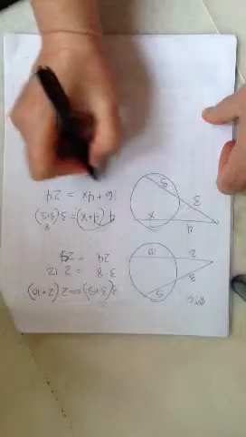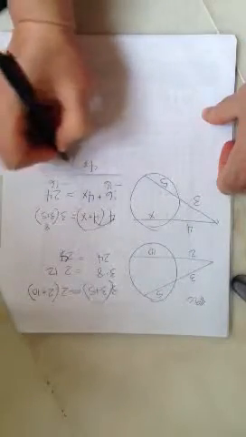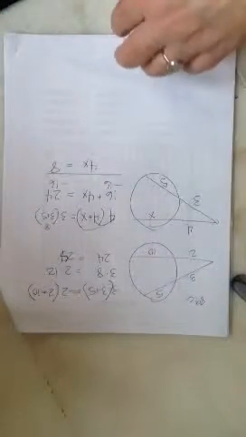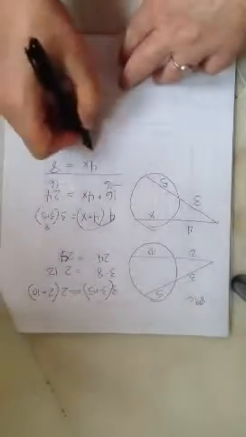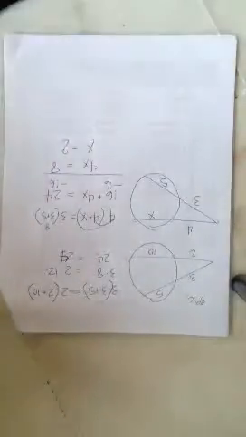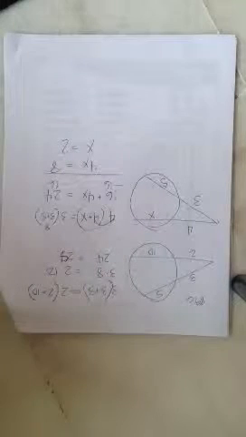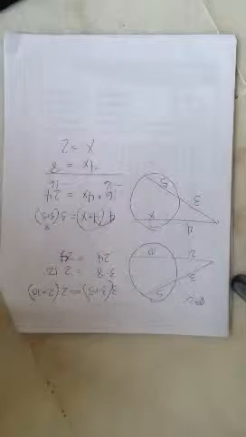Yes? Then we subtract 16 from both sides. 4x equals 8. And x equals 2. Yes, that's right. Sorry. They didn't solve it in the book.